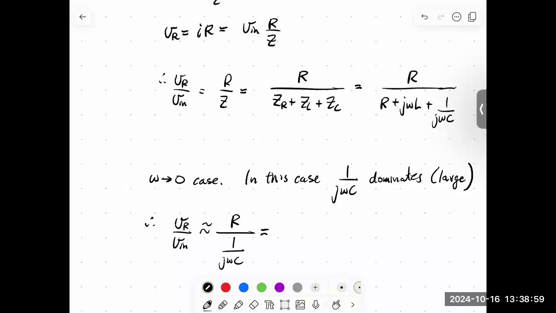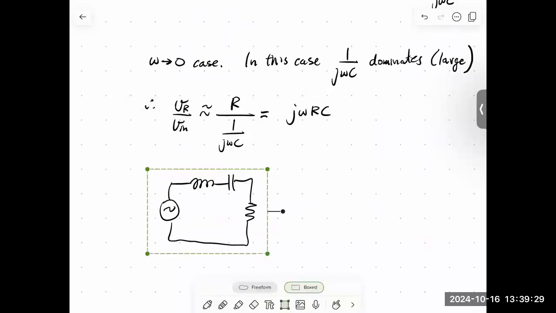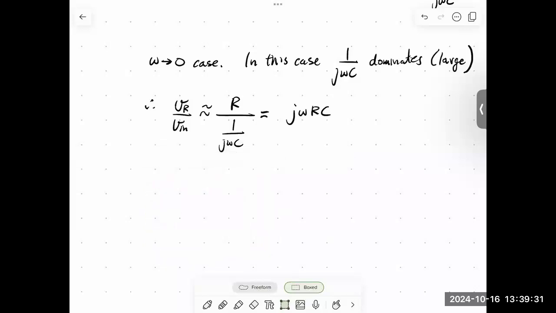And so that means this is j omega RC. And we can see the omega RC that we had before. So it's like our circuit, which we started as inductor, capacitor, resistor. When the impedance gets really large, we can ignore this inductor and we can ignore this resistor, and everything is controlled more or less by the capacitor. Okay.